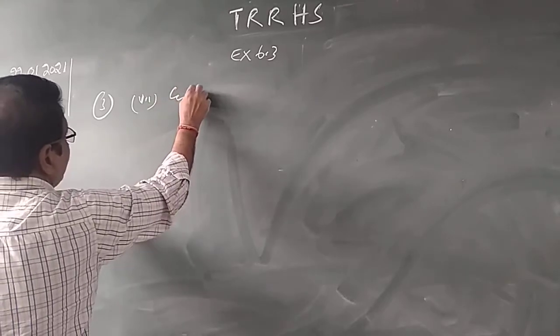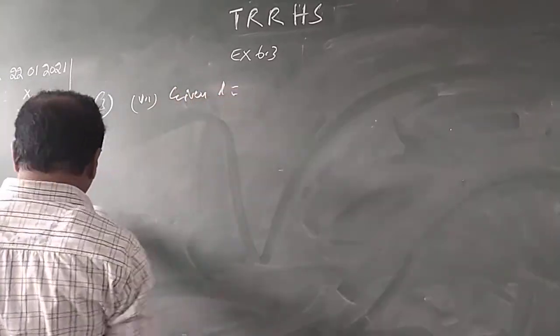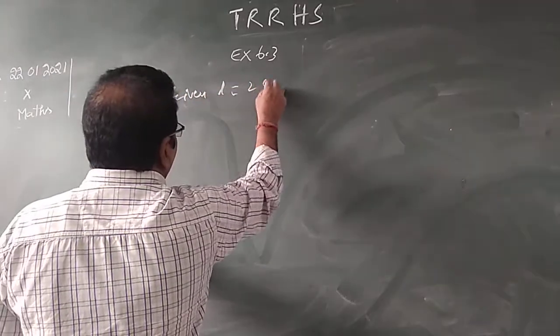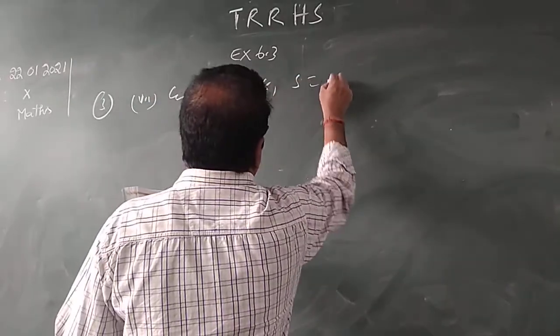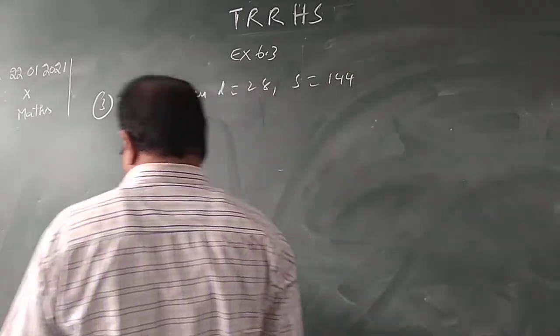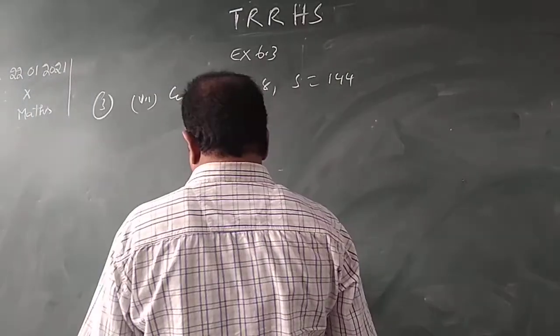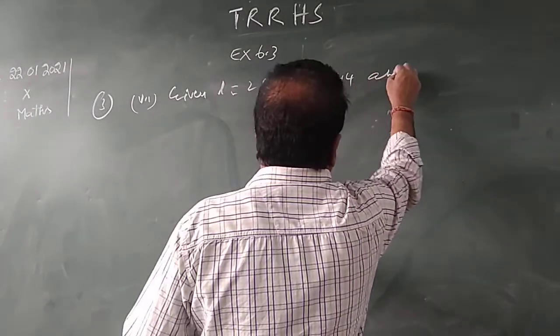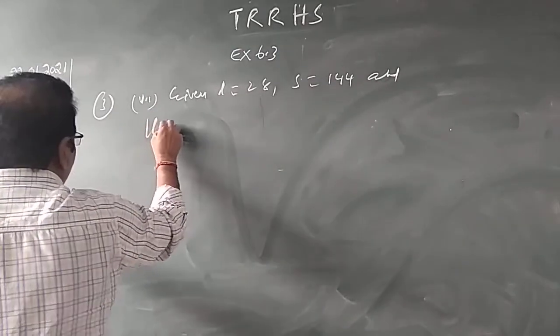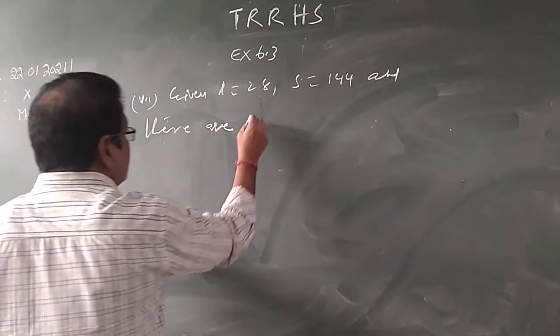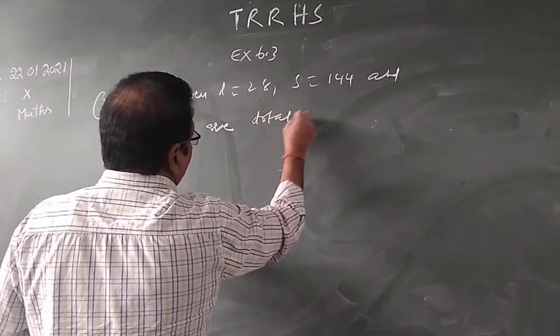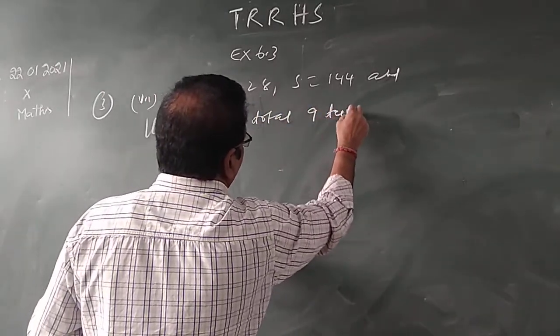Given L is equal to 28. L means last term, as I wrote earlier. S is equal to the sum of the terms, 144. And there are a total of 9 terms.